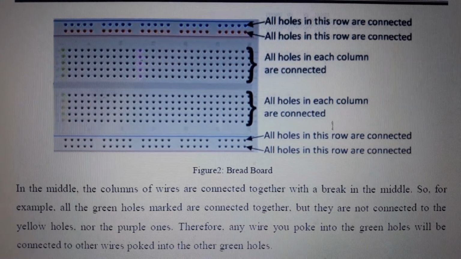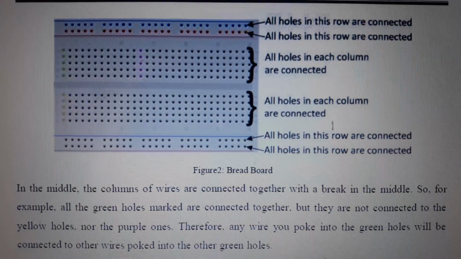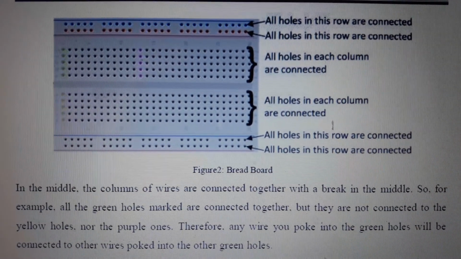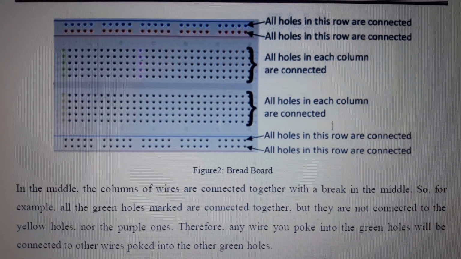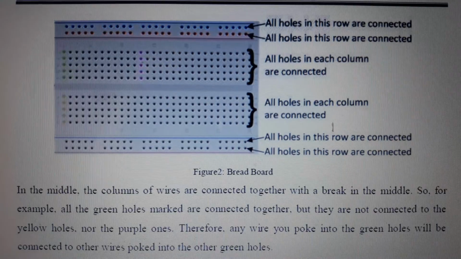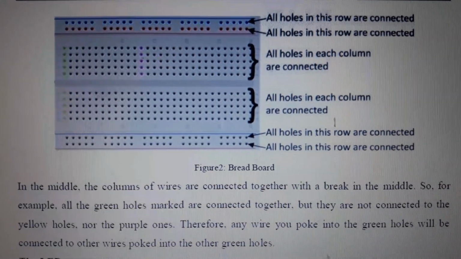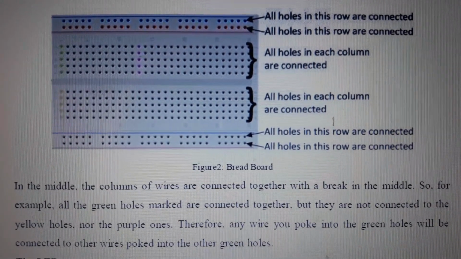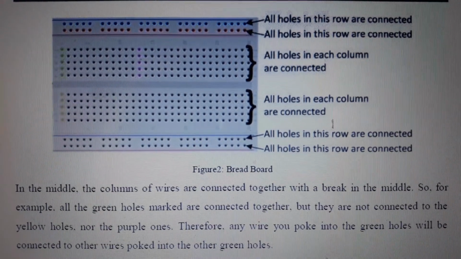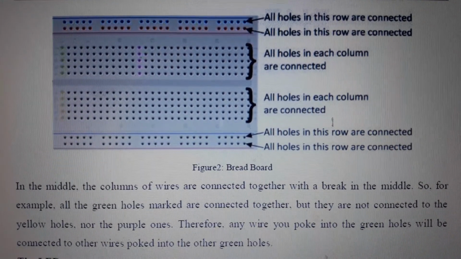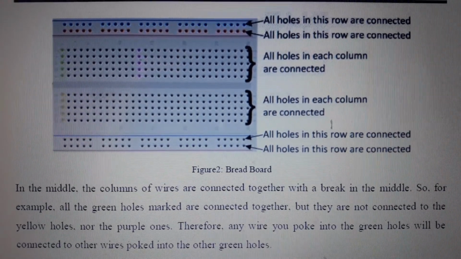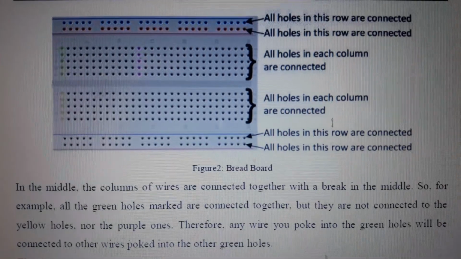So for example, the green holes marked are connected together, but they are not connected to the yellow holes, nor the purple ones. Therefore, any wire you poke into the green holes will be connected to the wire poked into the other green holes. So it is very important to learn the breadboard if we want to do simple projects on the breadboard. It requires a breadboard and some cables.